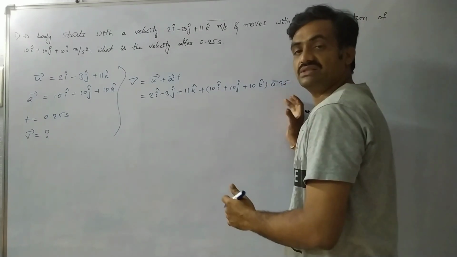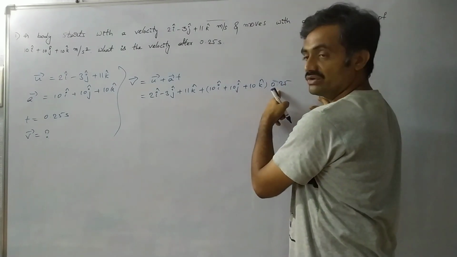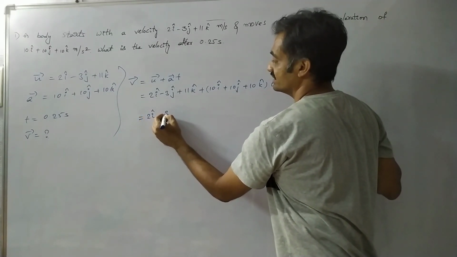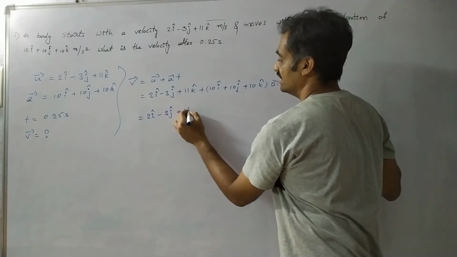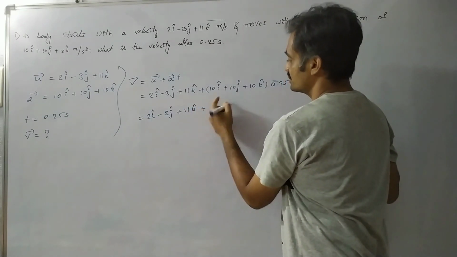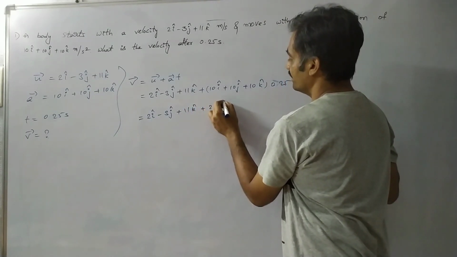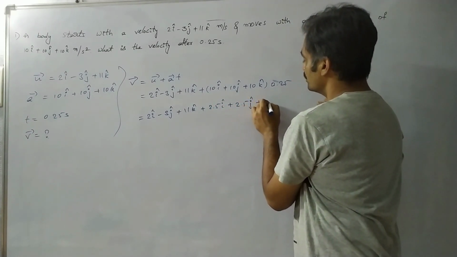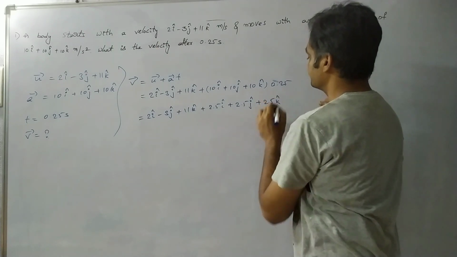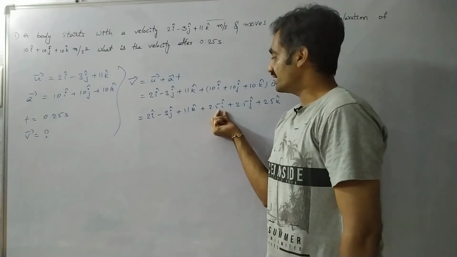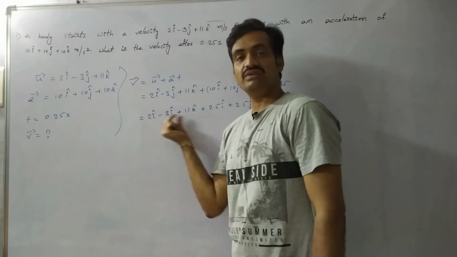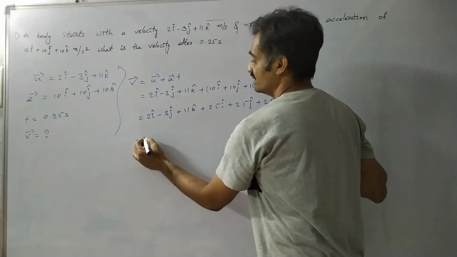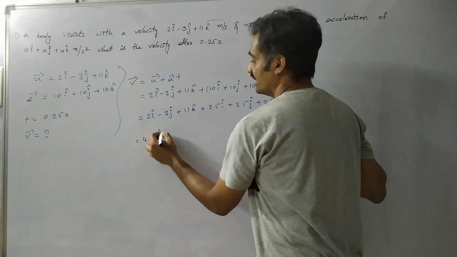So now we have represented the time. Observe that 10 into 0.25 is nothing but 2.5. So based on that we can represent it as 2 i cap minus 3 j cap plus 11 k cap plus 2.5 i cap plus 2.5 j cap plus 2.5 k cap. Here we have unit vector i, and also here we have unit vector i, so these two can be added. Based on that, 2 plus 2.5 is 4.5 i cap.